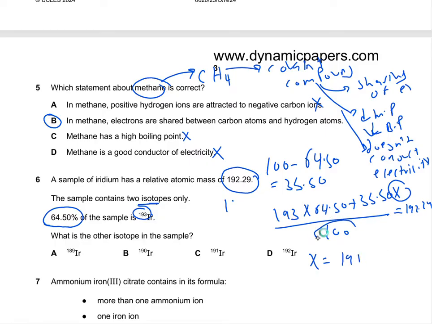How? The 100 will go with the times. The 193 times 64.5 will go by minus, and the 35.50 will go by the divide, and x will be 191. So the other isotope is rubidium 191.